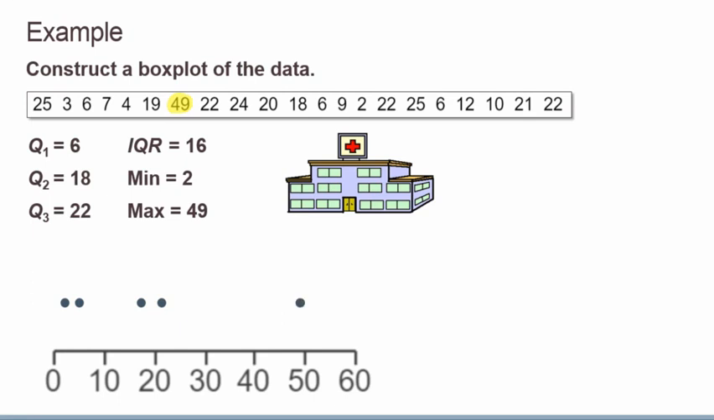Again, our 49 is an outlier, so we want to use the next highest number as our max, which is 25. So we're going to change our 49 to an asterisk, and we're going to draw our line from 6 to 25. We're still going to include our box from 6 to 22 and draw a line through 18. Then I'm going to draw my line at the min and our new max and remove our dots. So we have our box plot.